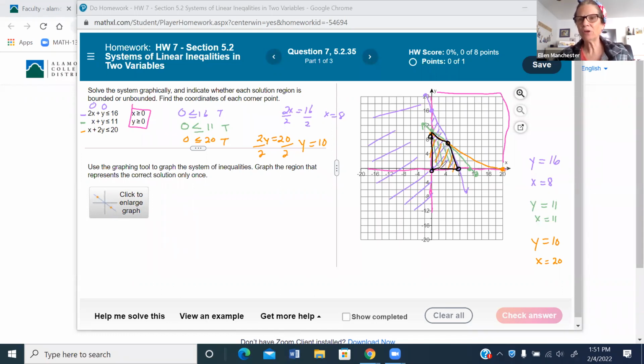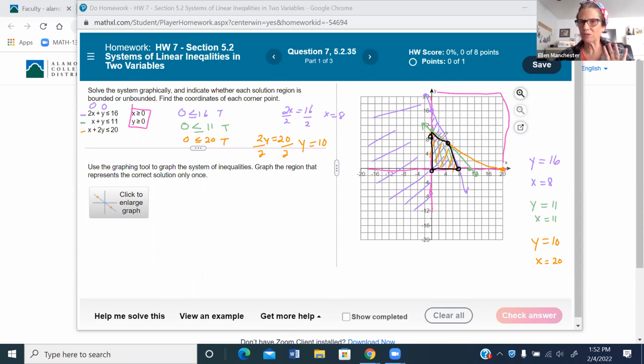These corner points are gonna come into play in 5.3, okay? Because they're gonna determine what's your maximum, what's your minimum. All right, so we're gonna have to find the corner points. Now, the corner points, I'm gonna do a second video in order to be able to find the corner points, okay?